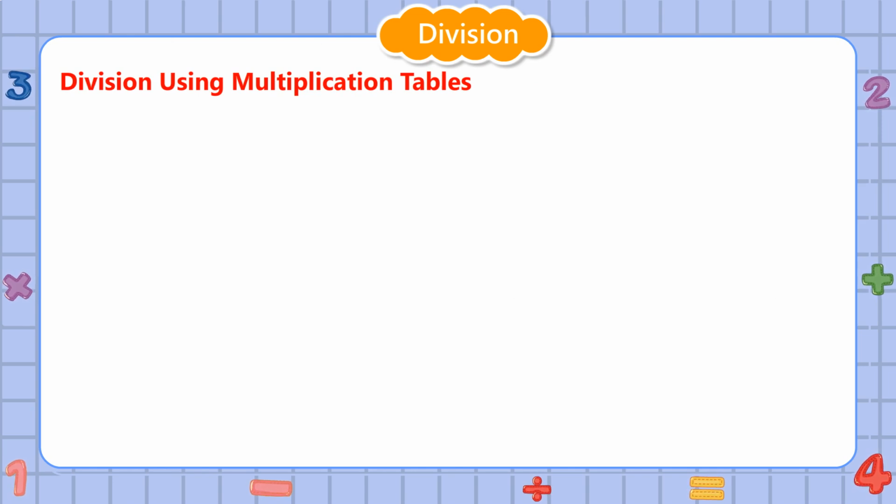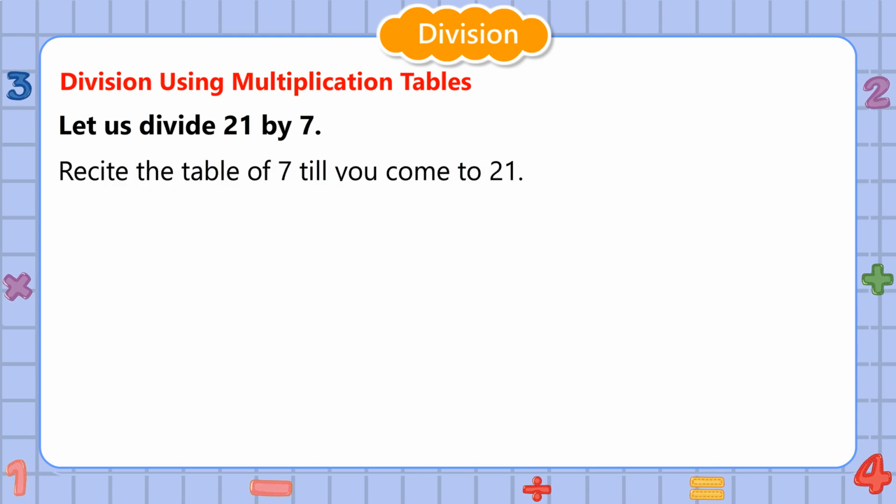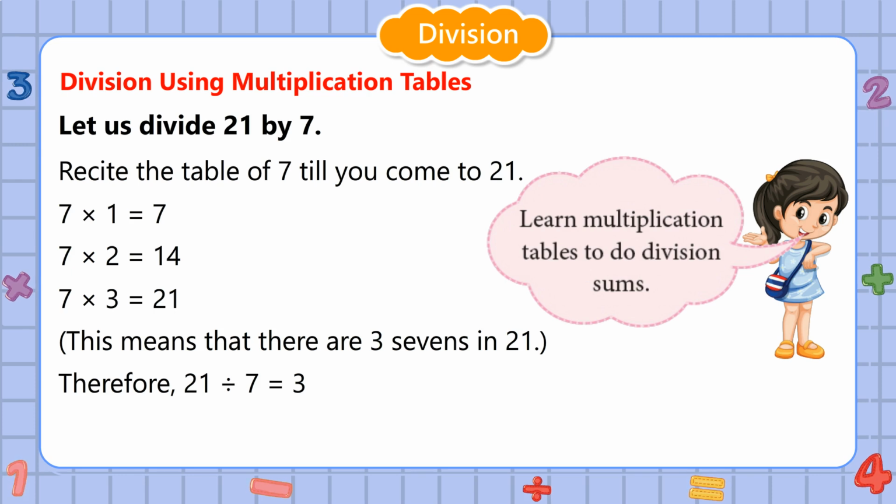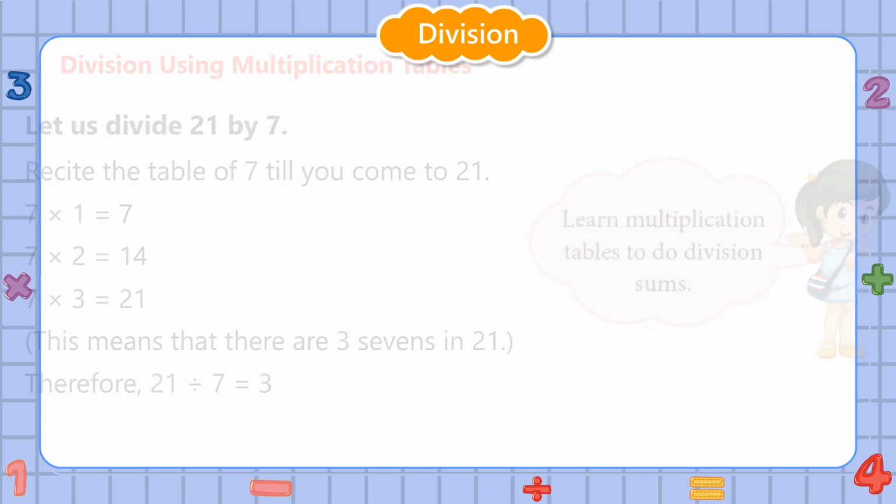Division using multiplication tables. Let us divide 21 by 7. Recite the table of 7 till you come to 21. 7 ones are 7. 7 twos are 14. 7 threes are 21. This means that there are 3 sevens in 21. Therefore, 21 ÷ 7 = 3. Learn multiplication tables to do division sums.